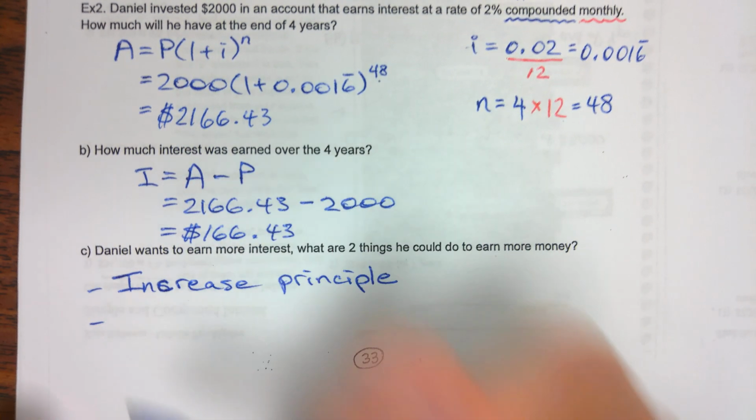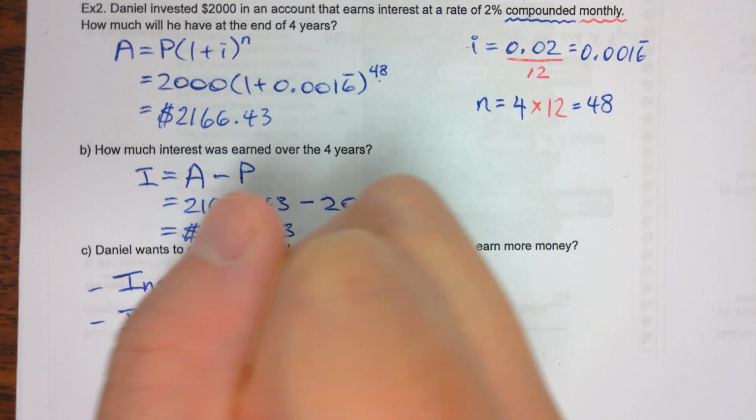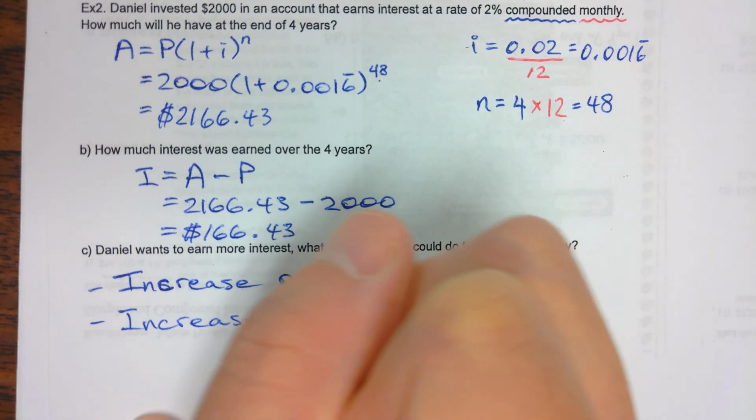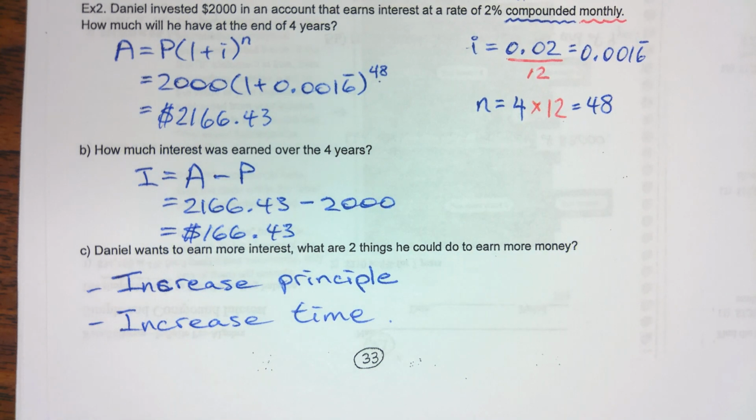Okay. Casey, what were you gonna say? Keep it in for longer. So increase T. Increase the time. Okay, put it in for longer to make more money. One more. What's another way to earn more money? Let's say I want to just keep the 2,000. I want to only put it in for that 4 years.